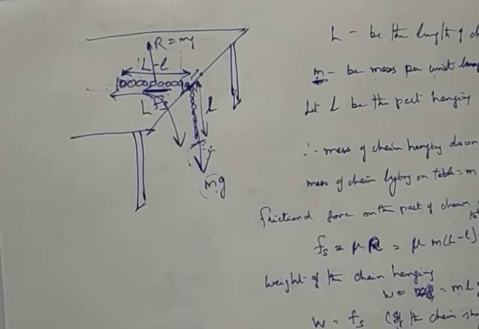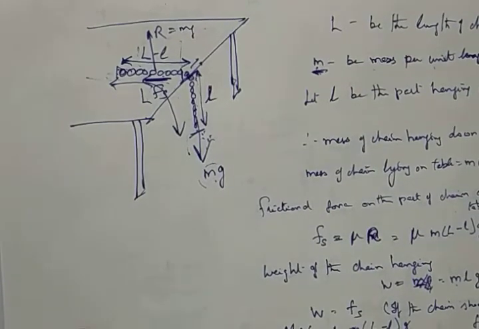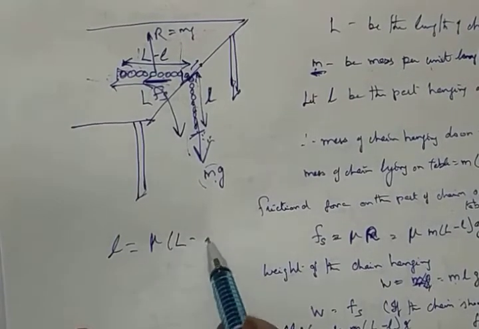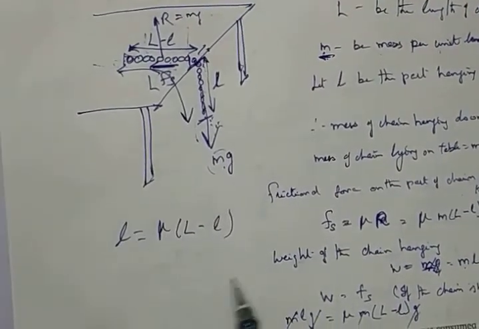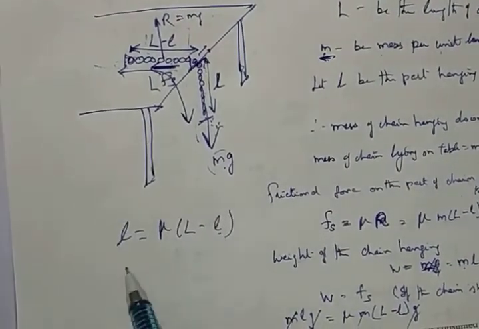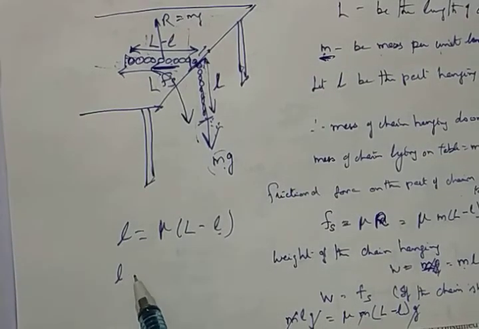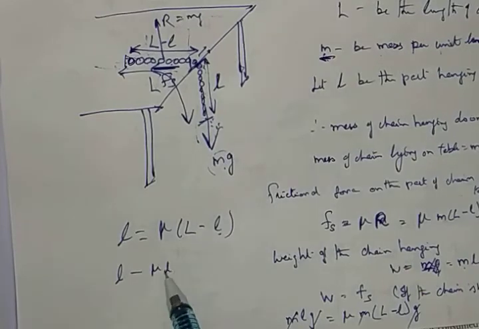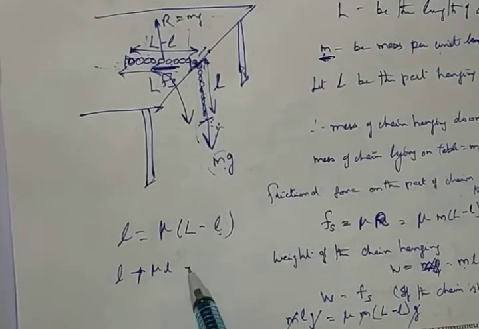In other words, you need to get only the small l. So small l is equal to mu times of capital L minus small l. This is what you will get here. Small l only you need to take to the other side. So it is nothing but l plus mu l is going to be equal to mu L.